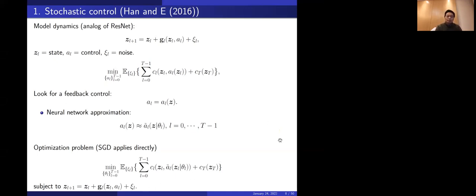Now, I want to claim that there is a close analog with deep learning, particularly ResNet-based deep learning. In analogy with deep learning, this discrete dynamical system plays the role of ResNet. And this stochastic control objective function is an optimization. But this E here is the important part. That's the analog of the empirical risk.